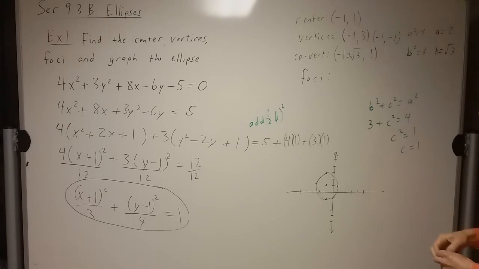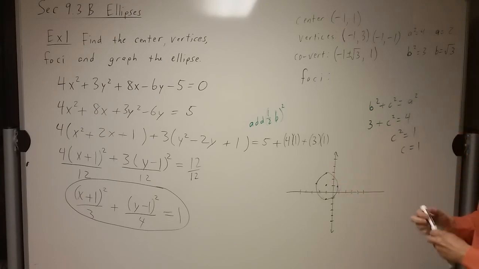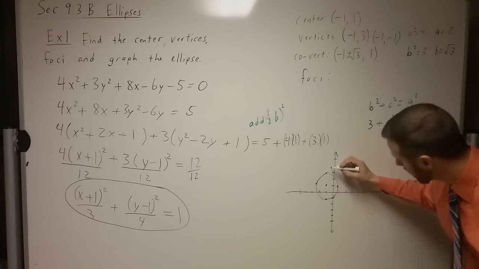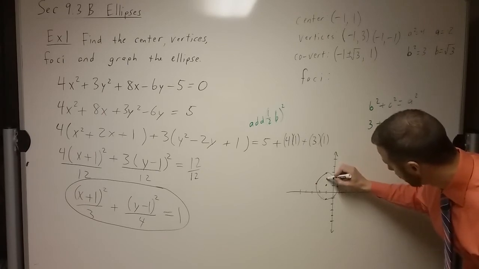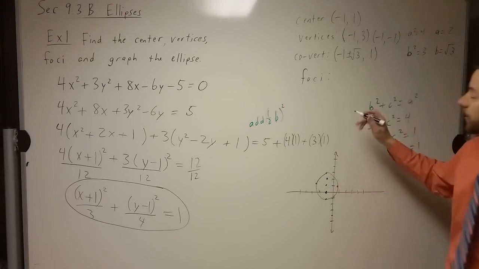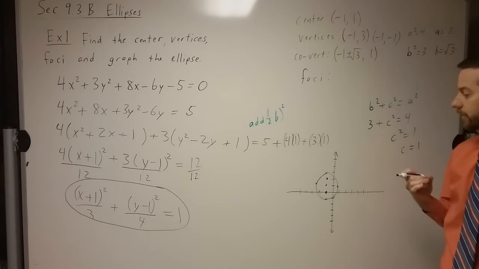All right, so this is what that means. c, remember, is the distance from center to focus. So that means to get from the center to the focus, I need to go up and down 1. And remember, the reason I know I need to go up and down is because this has a vertical major axis, and the foci always lie on the major axis.